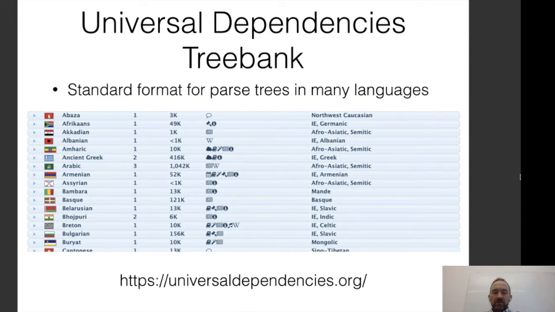A very strong driver of the research into cross-lingual syntactic structure is the Universal Dependencies Treebank. And we've already talked about this in our part of speech tagging class, so I think everybody is familiar with this. But it also defines a standard format for parse trees, specifically dependency trees in many different languages.